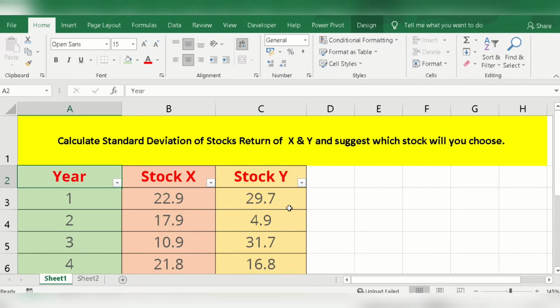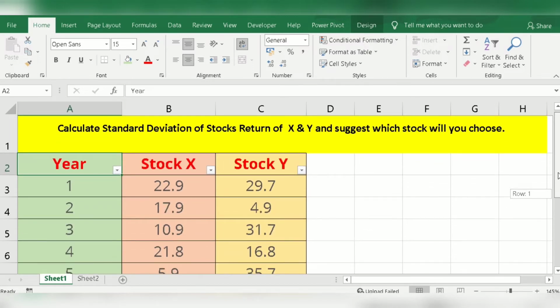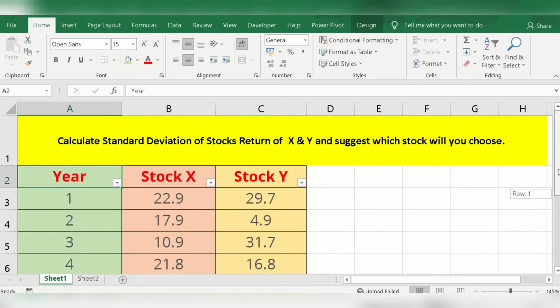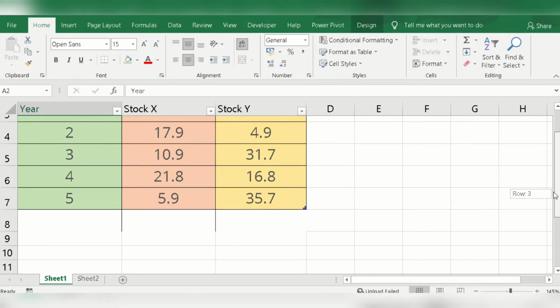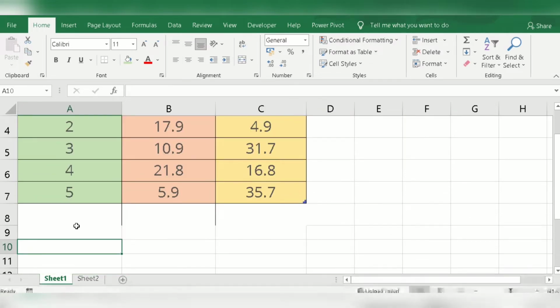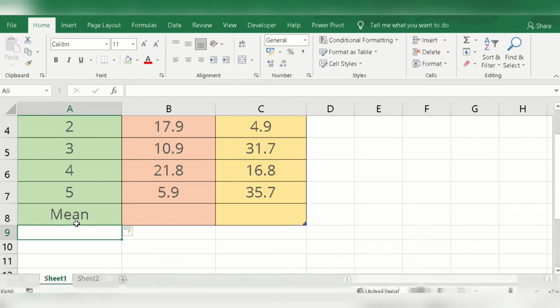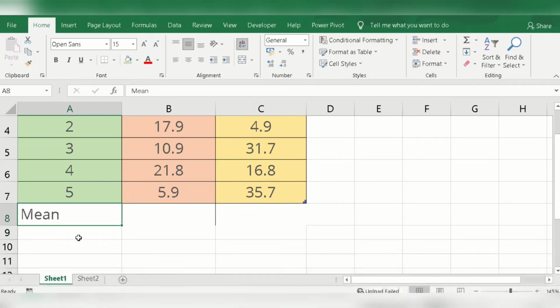Let me look over here. Everything is given in terms of percentage, the stock returns in percentage only, over a 5-year period. For the respective stock, the return gained in each year is what is given. Here we are going to calculate the mean, variance, and standard deviation.